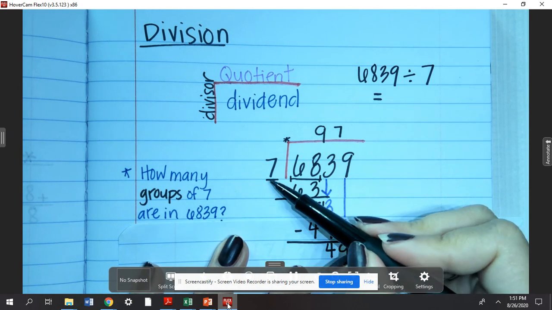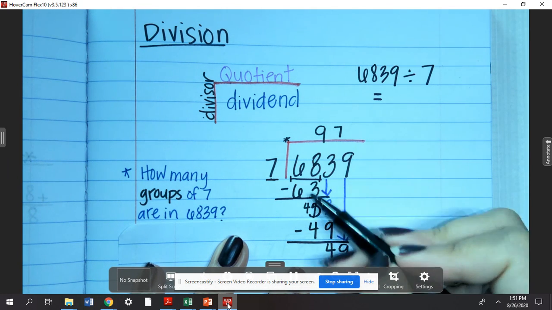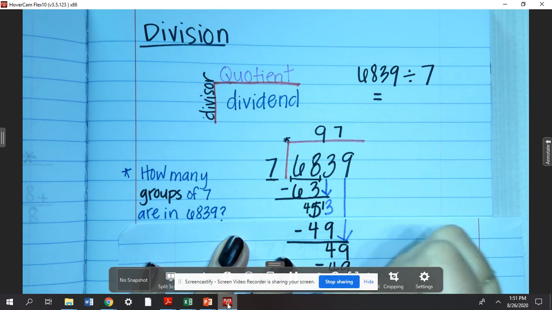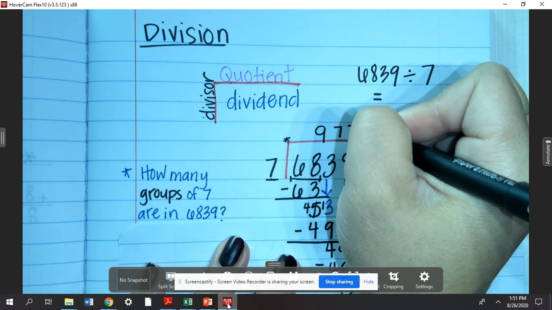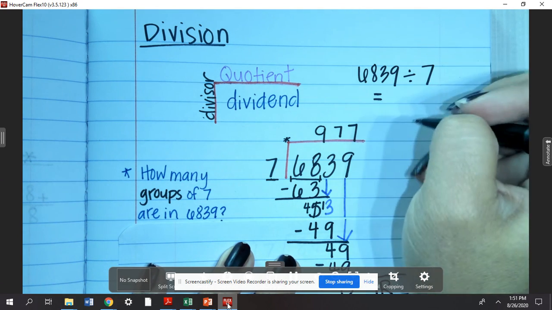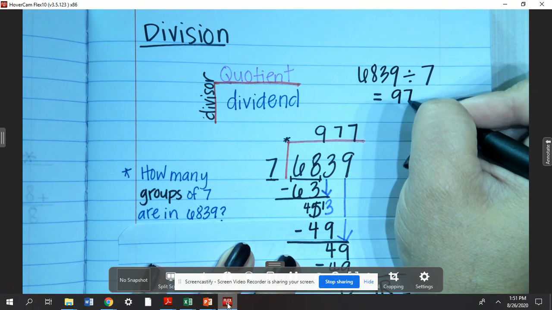So I'm going to ask myself again, how many groups of 7 are in 49? Well, I already know I did that earlier. 7 times 7 is 49. I subtract and I get 0. 7 goes there. So when I'm dividing, my goal is to get 0. And I did that. If I have a remainder, later on I'm going to write R, and then whatever my remainder is, if I have one. And later on, we're going to learn that we can keep going with decimals, but we'll learn that later. So I know that my quotient is 977.